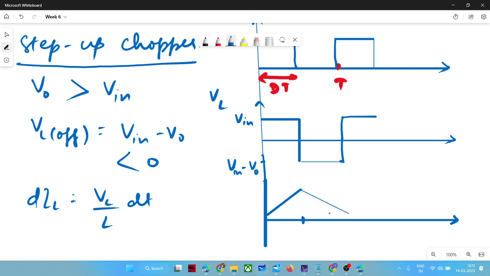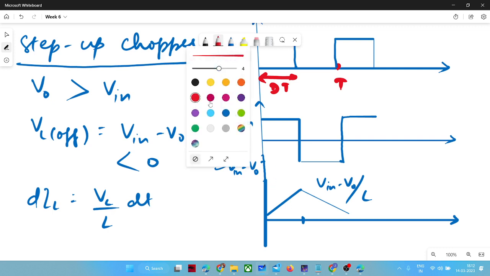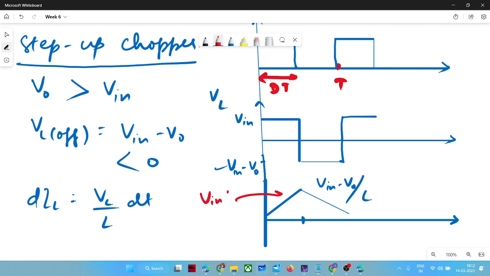And the values of these two slopes might be different. That depends on the magnitude of the voltage. So here it is different: V in minus V naught. So the slope will be V in minus V naught by L, and here the slope will be V in by L. Okay, so the slope might differ, and of course the period of the rising and falling is also different. But one thing will be same in the steady state. The initial value and final value will always be same after every time period. So that will not change. The slope value might differ, and the period for which it is rising or falling might differ.